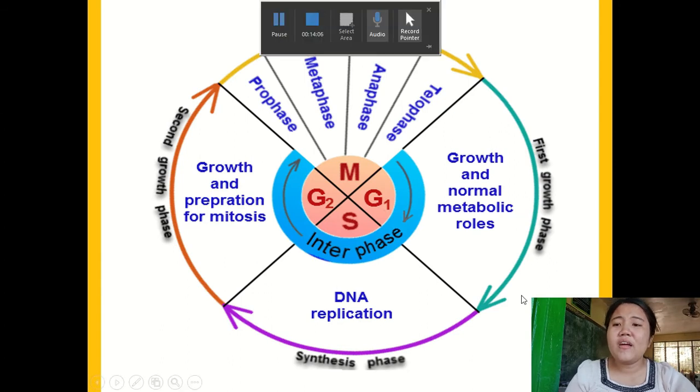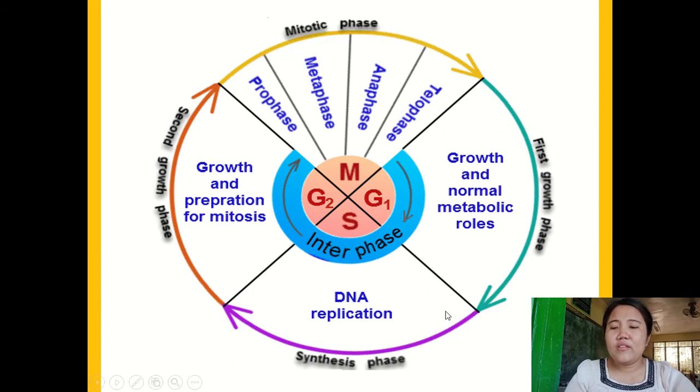So I have here the cycle, or this is actually the life of the cell. At this part of the cell, we call it the first growth phase. You will start at this point, with growth and normal metabolic roles. The next stage is called G1. The next stage will be the S phase. At this stage, the DNA is replicated.